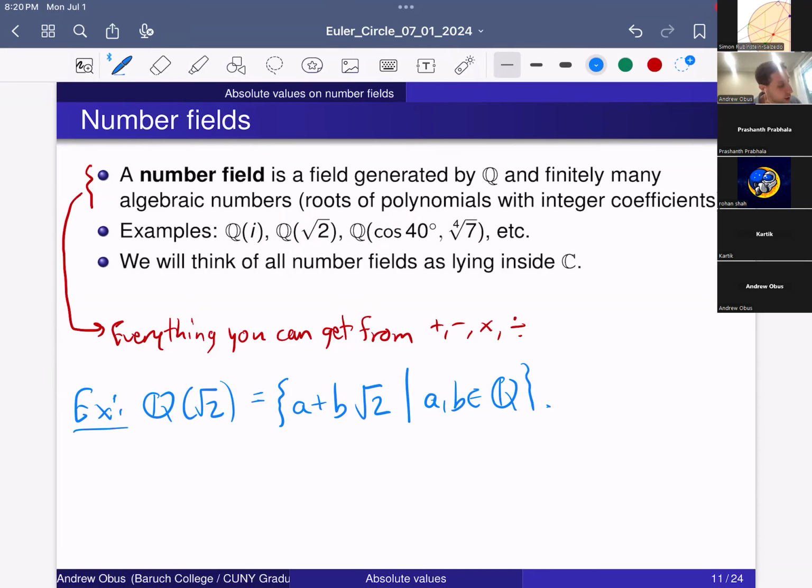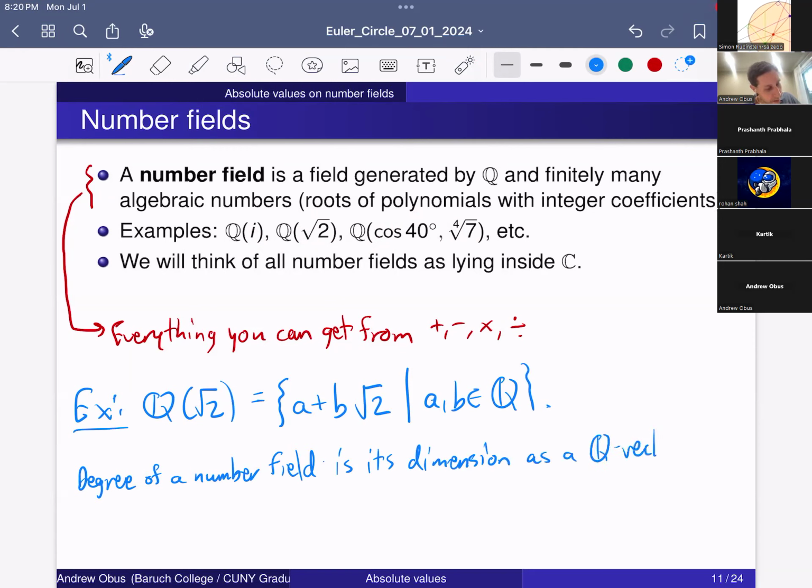Okay, and maybe I should also just say the degree of a number field. So the degree of the number field is its dimension as a Q vector space. And I assume some of you have not had any linear algebra, so I don't want to go and define a vector space, but the point is it's just the number of parameters. So the degree of this number field is 2 because there's an a and a b, and the a and the b can both range through Q.